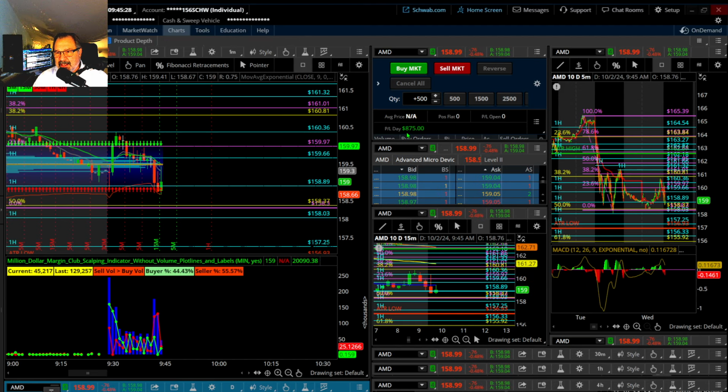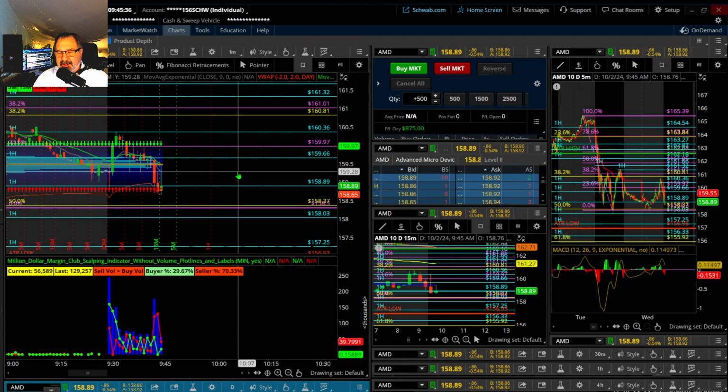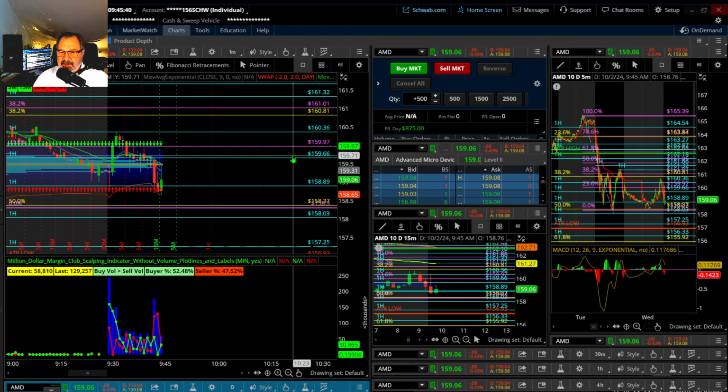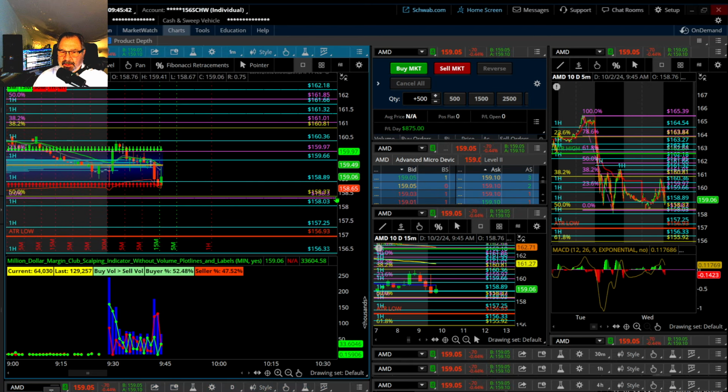I did make $875 with a couple of trades at the open. As you can see, we had a breakout pretty early on and did a little bit of money there with a higher share size with 1,000 shares. So did manage to make a little bit of money in just a couple, 3 trades there, I think it was.